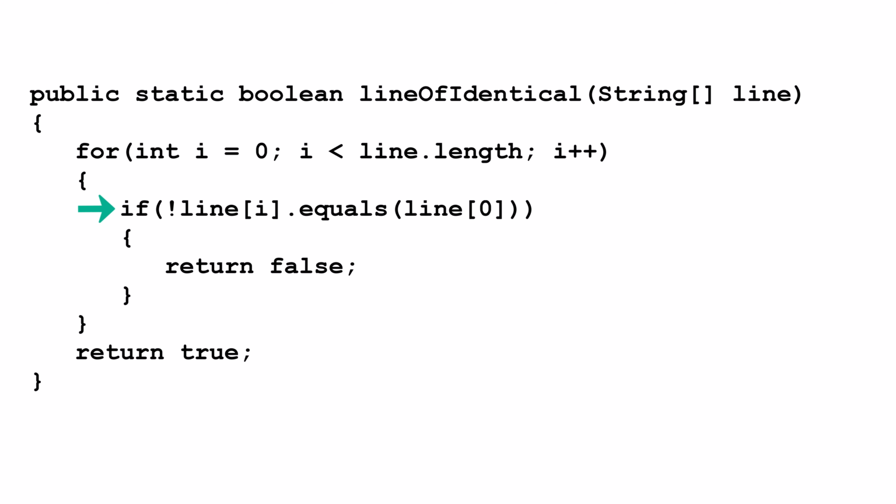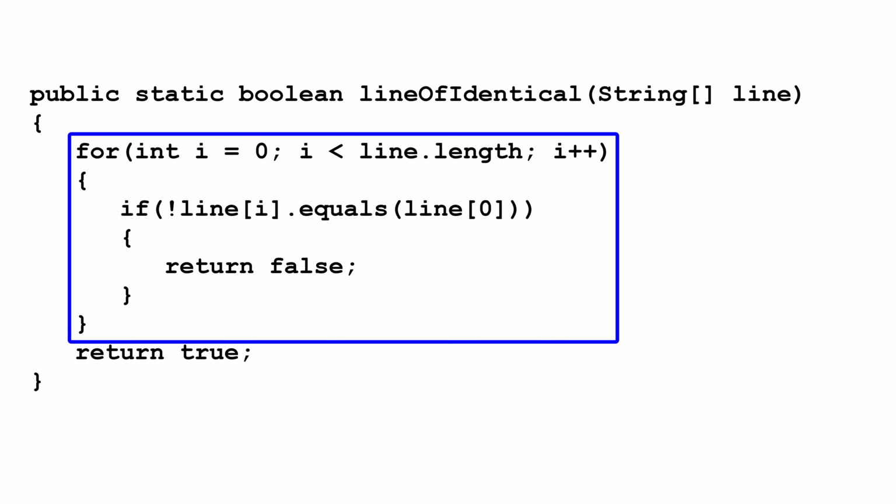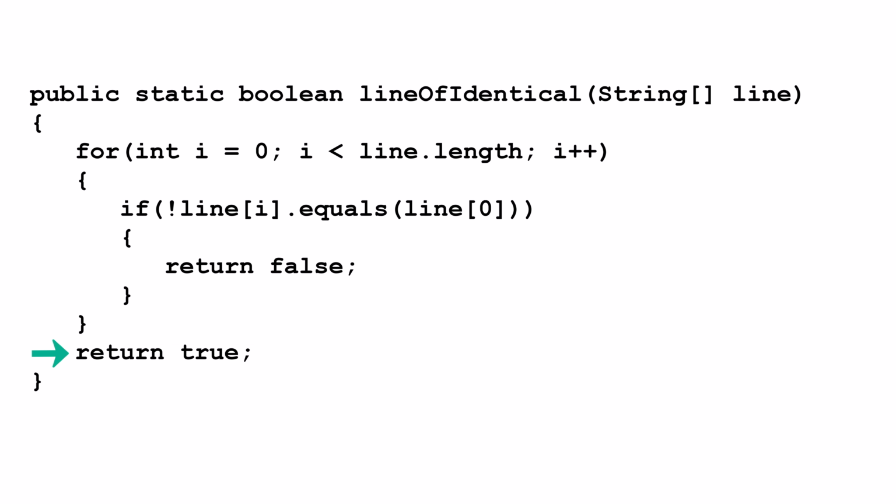As soon as we find a string that is different from index 0, we immediately return false. If we make it through the entire for loop without finding a string that doesn't match index 0, we return true because we've proved that the strings in the array are all identical.